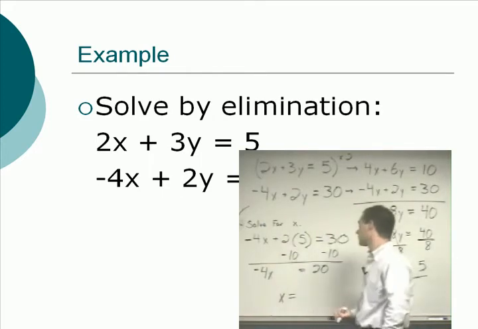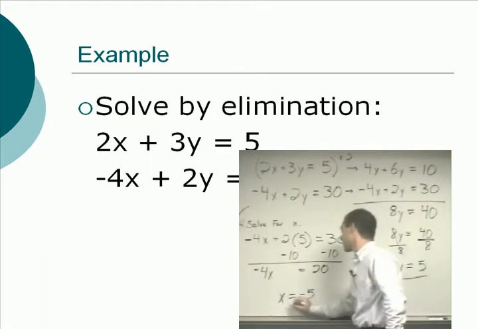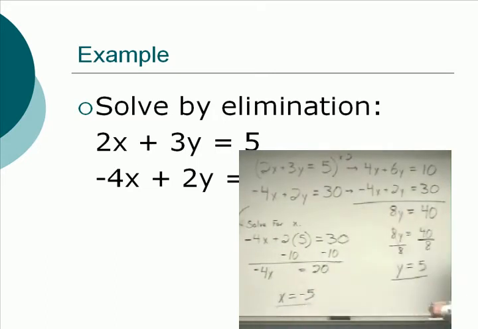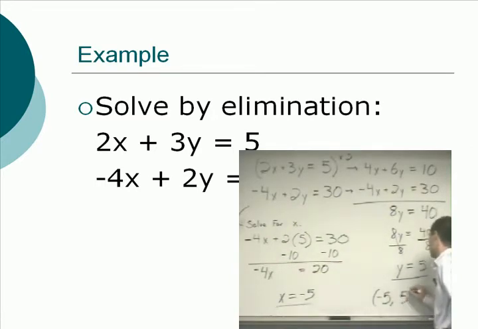And x equals negative 5. Just going to skip that division. We're running out of space there. Divide both sides by negative 4, and x equals negative 5. And so we have our solution: negative 5, 5. Again, we could check these by plugging them in, make sure that both equations are true, but to save time, we won't do that.